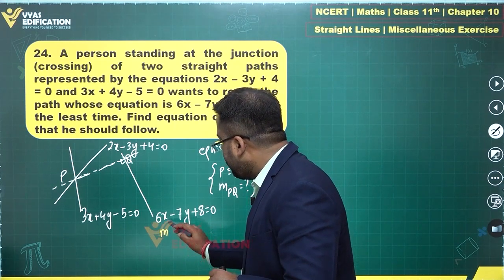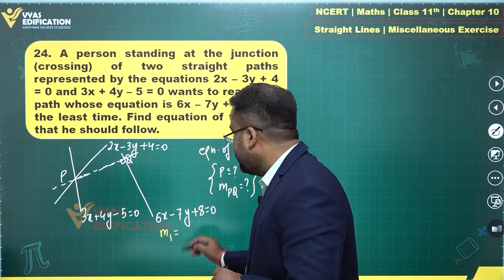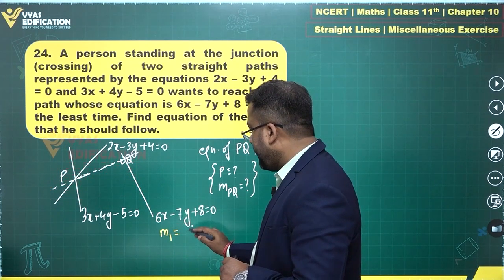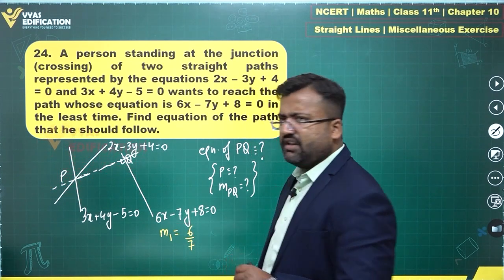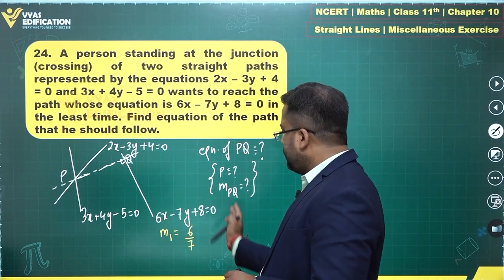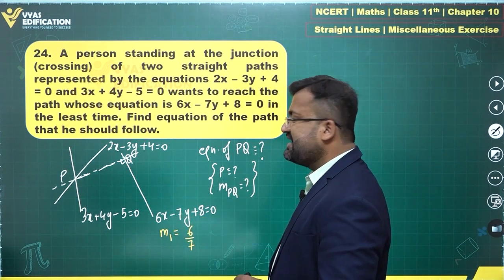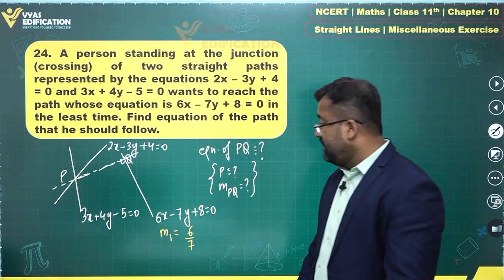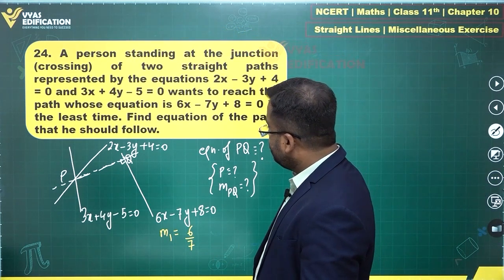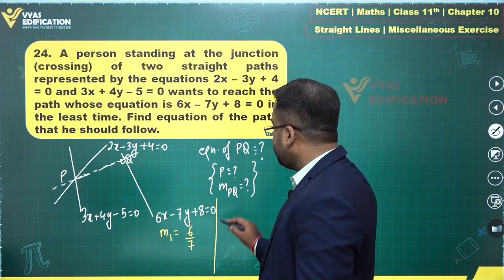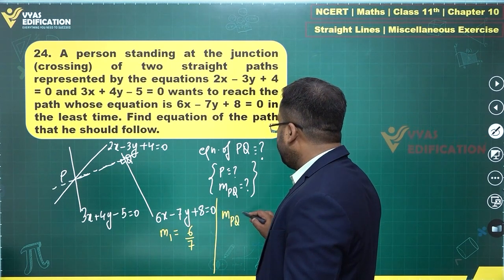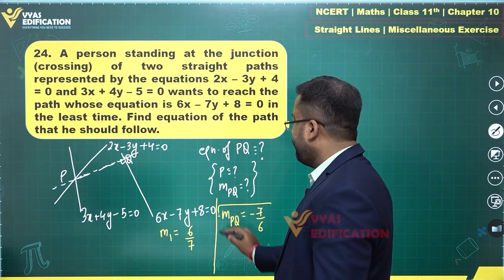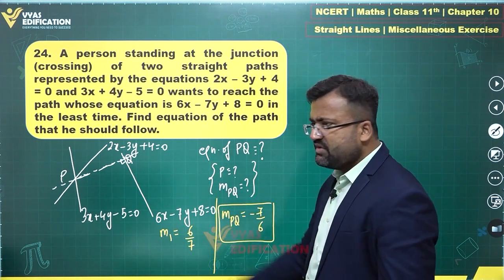Let us say m of this particular line, m1, is equal to what? It is the coefficient of x upon the coefficient of y with a minus, so this becomes 6 by 7. You can find that, right? 7y equals 6x plus 8, divided by 7, and you get the slope as 6 by 7. So m of PQ, since PQ is perpendicular, will be the negative reciprocal of this, minus 7 by 6, because PQ is perpendicular to this line.